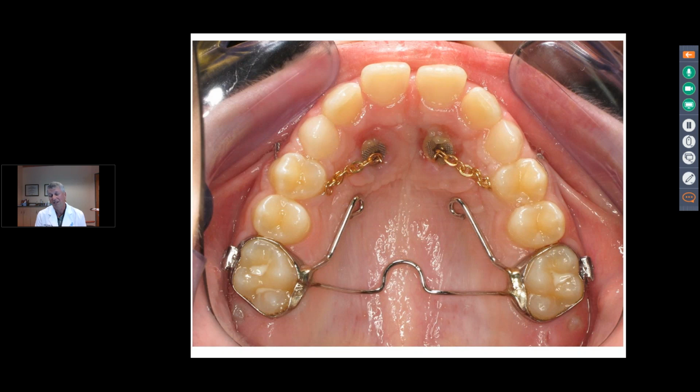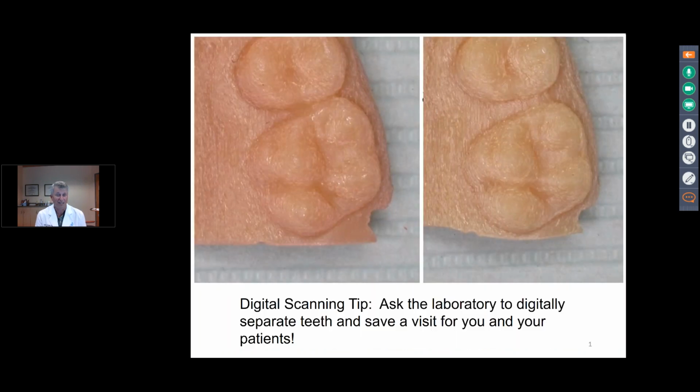You understand the lab is taking the scan, and they are then digitally separating the teeth. And so this is a step you may not know about. This is a tip for me: ask your lab to digitally separate the teeth so you don't have to fit your own bands or crowns. You just ask them to digitally separate. So you scan them first, put the spacers in, and the lab anticipates this movement before they make the appliance. That way you get an accurate fit.